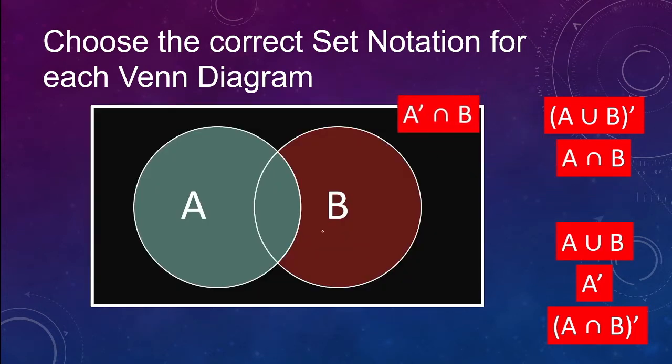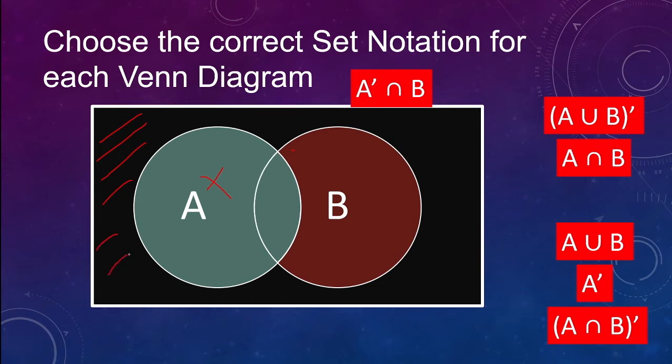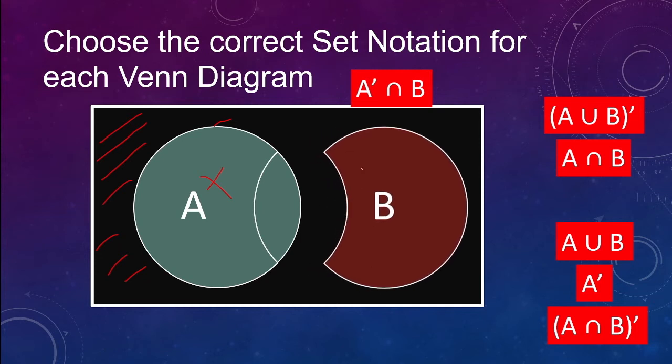How about A prime intersection B? So, when we say A prime, hindi natin isasama yung mismong A. So, hindi natin isasama to. Ang kasama lang ay itong nasa labas. Yan, yung kulay black. And itong part ng B. Yan. So, when we say A prime intersection B, ang tinutukoy lang dito ay itong part na to. So, that means this part is A prime intersection B.